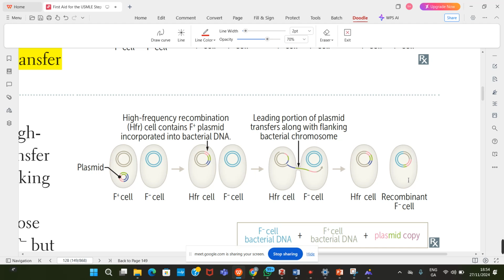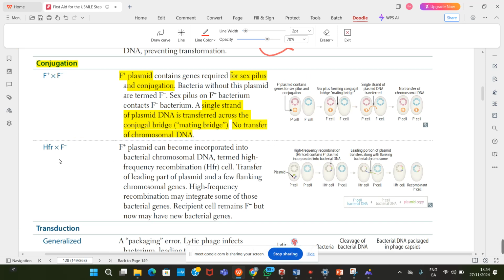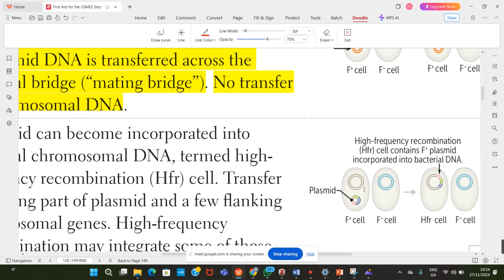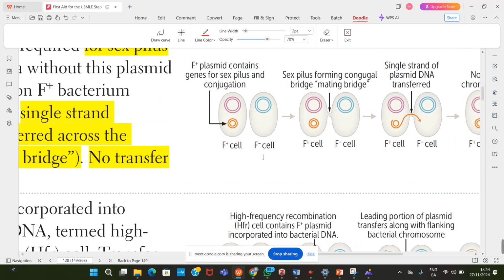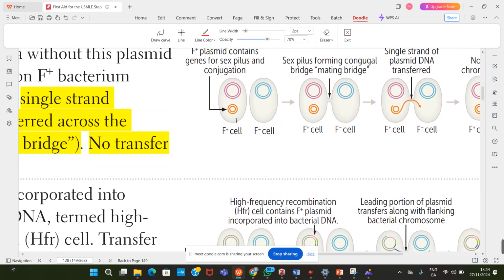So what is the idea behind this? The idea behind this high frequency recombination and F negative interaction is that you'll be able to transmit some part of the donor's chromosomal DNA using the plasmid. The idea behind F positive, F negative interaction is that you'll be able to transmit the plasmid to another cell, making it F positive. But you are not transmitting chromosomal DNA. Do we get the difference?